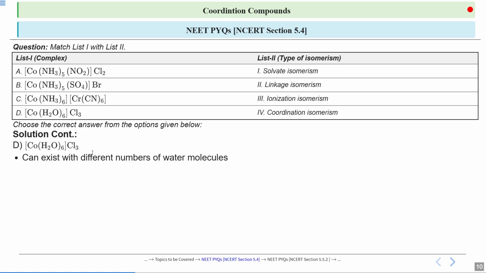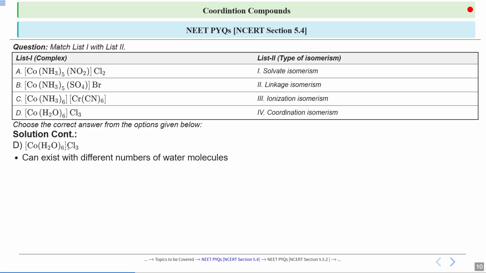And again, once more, you can exchange this water molecule or solvent molecule with the counter ion. Okay, so this complex can exist with a different number of water molecules, right? You can either put 6 water molecules, 5 water molecules, or 4 water molecules. And what will happen if you decrease the number of solvent or water molecules inside the coordination sphere? Basically, you are bringing the counter ion inside the coordination sphere to fulfill the valencies of the cobalt, right, to bind with it.